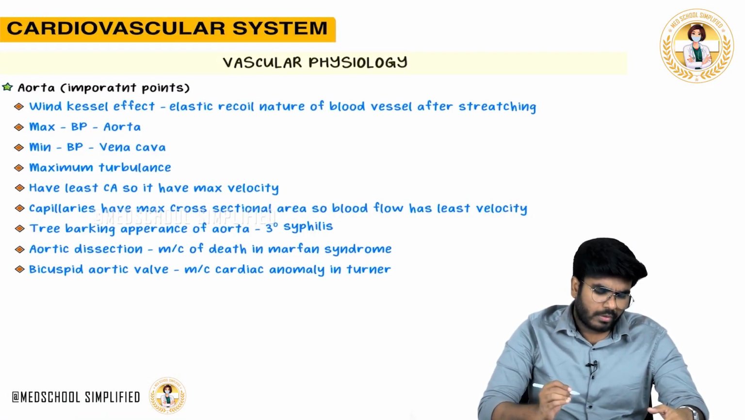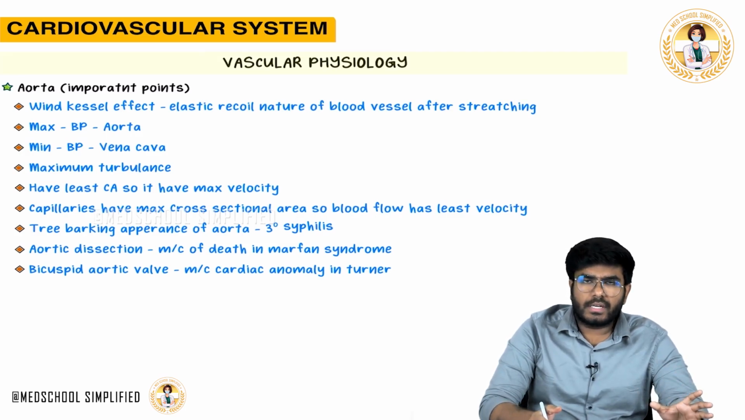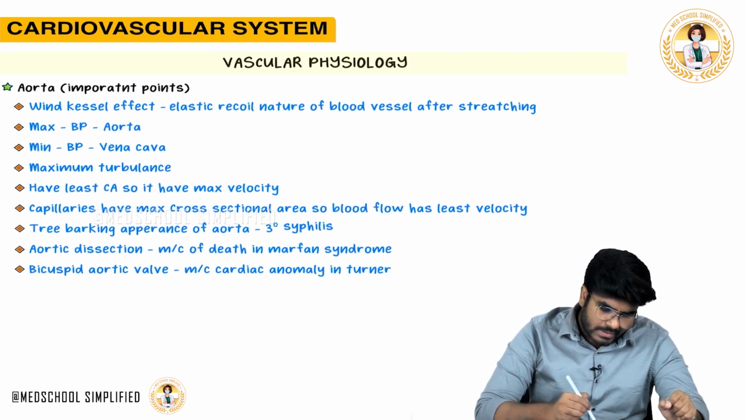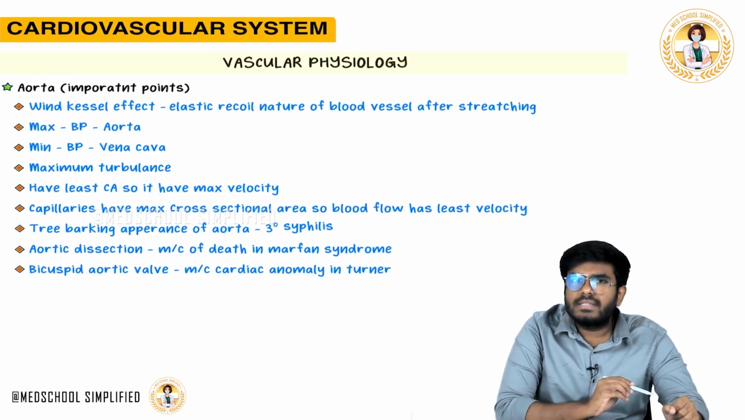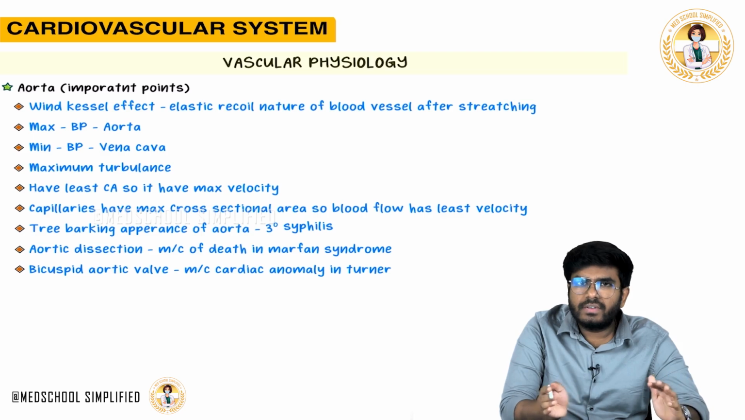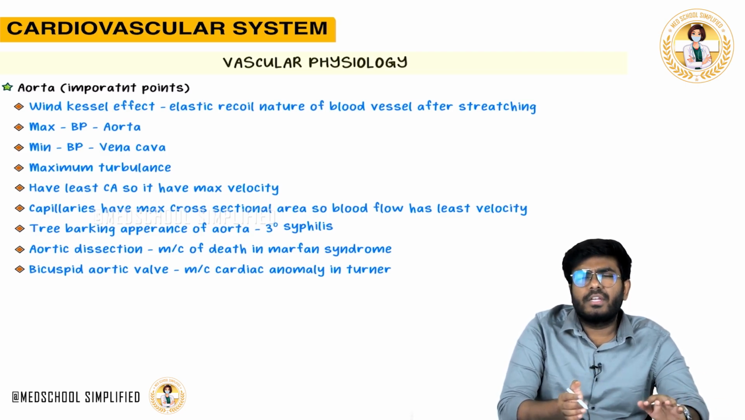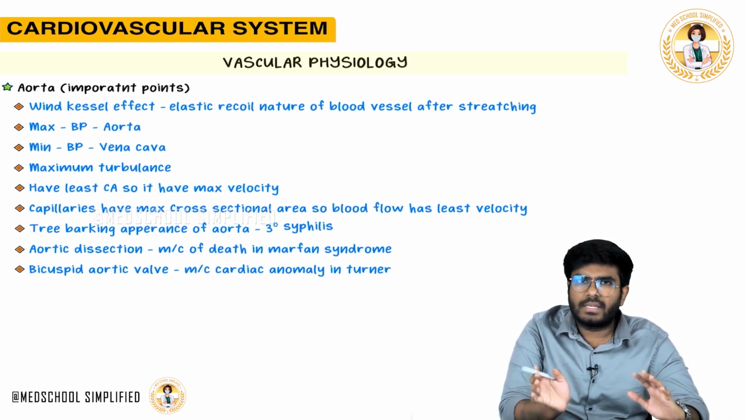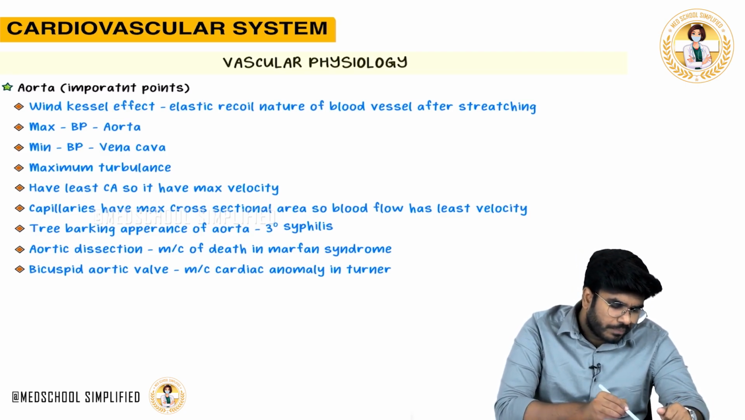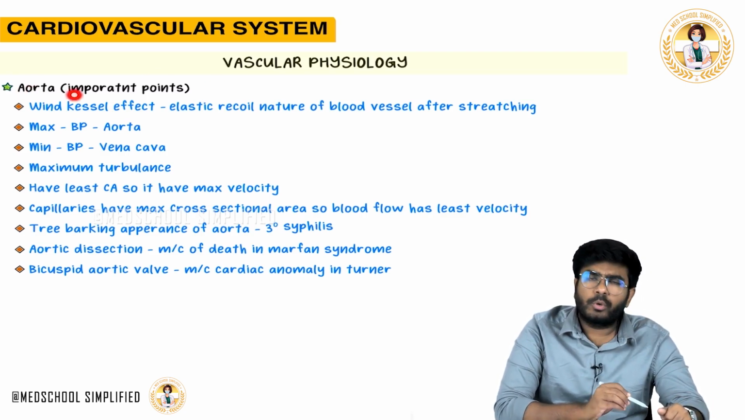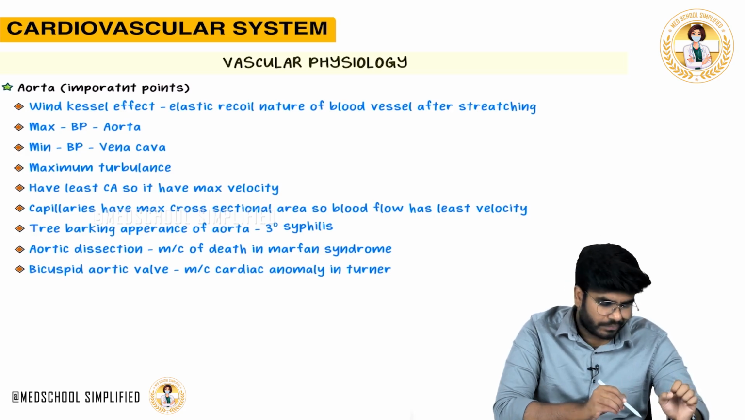Now in this vascular physiology we are going to mainly concentrate on the blood vessels. The first blood vessel which I am going to discuss here is the aorta. We are going to go in a sequence: aorta, arteries, arterioles, capillaries, venules, veins, lymphatics, something like that. So first, the important points about the aorta.